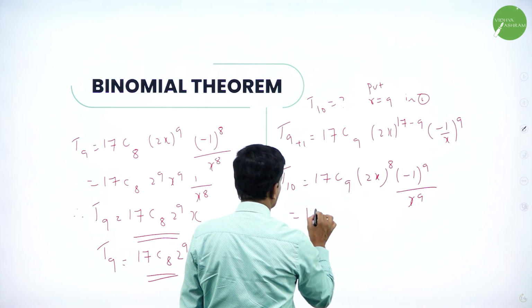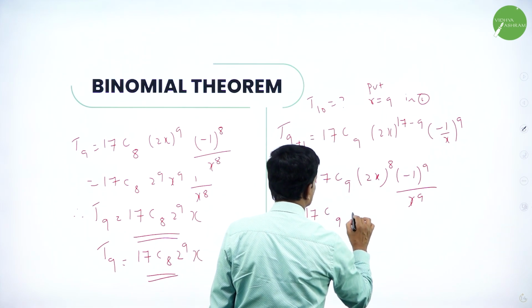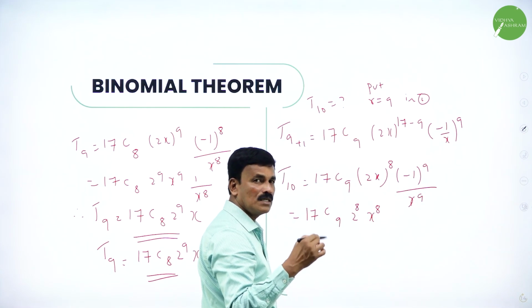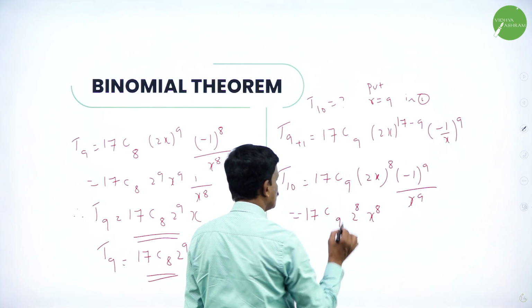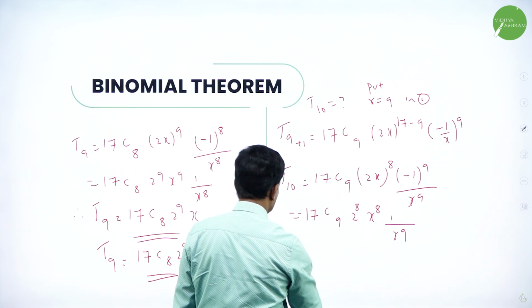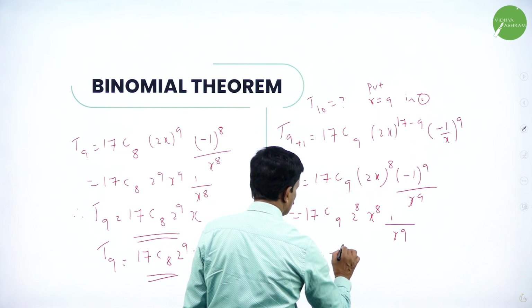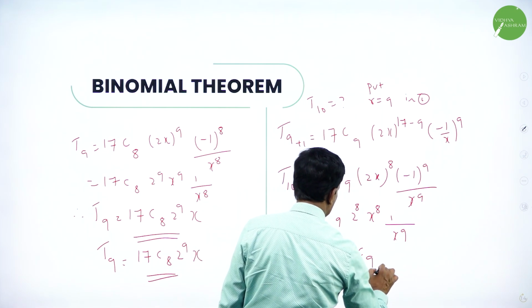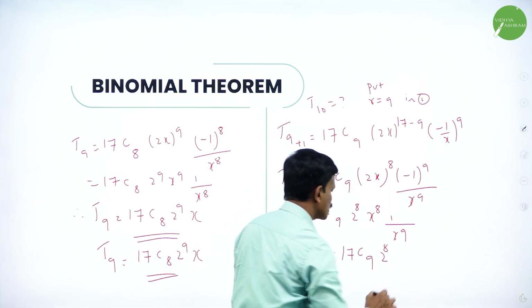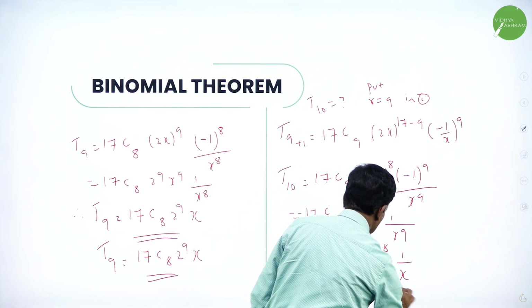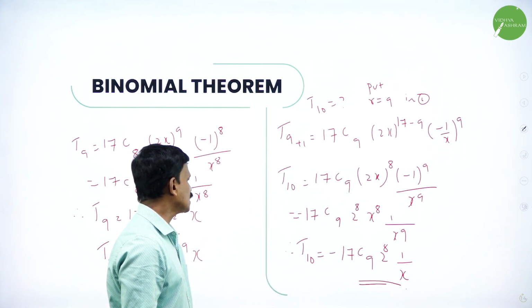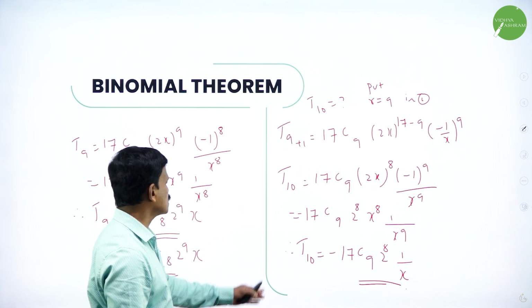So this is 17C9, 2 to the power of 8, x to the power of 8. If you multiply minus 9 times, you will get a negative sign into 1 over x power 9. So therefore t10 is equal to minus 17C9, 2 to the power of 8, x to the power of 8 and x to the power of 9 get cancelled, you will have 1 over x in the denominator. So minus 17C9, 2 power 8 into 1 over x is the 10th term.